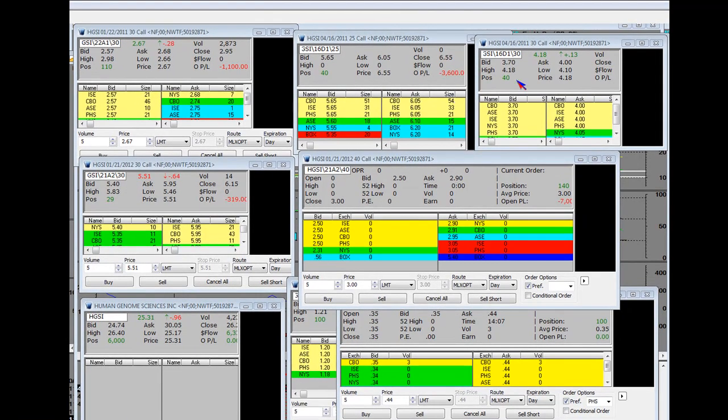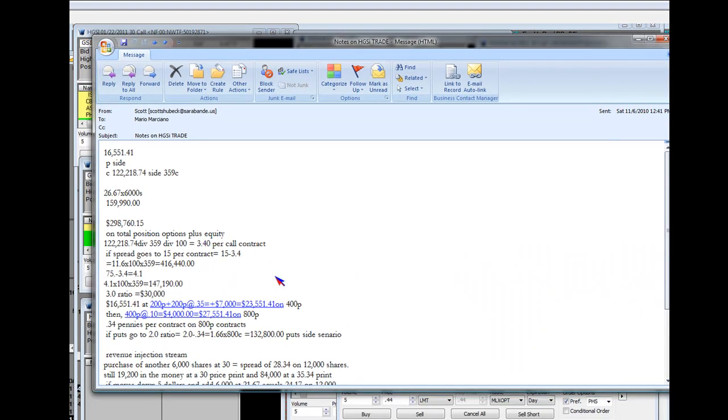The $25 call, the $30 call, the other call contracts that we added, the $40 call, all five of these combined equal this right here, MMTs. So 3.4 is our ratio, and 3.40 and higher doesn't matter. It's what the portfolio ratio is going up. If the spread goes to $15 per contract and our ratio is 3.4, that's an 11.6 ratio on 100 times 359, equal to $416,000 profit right here.